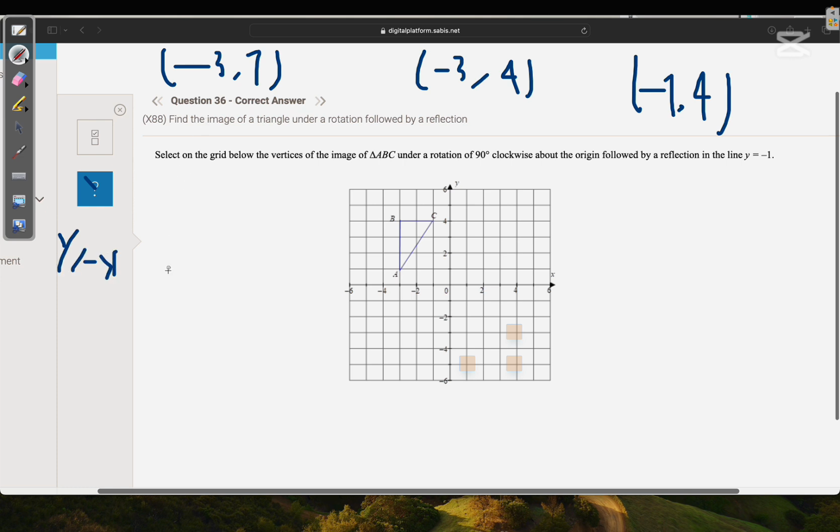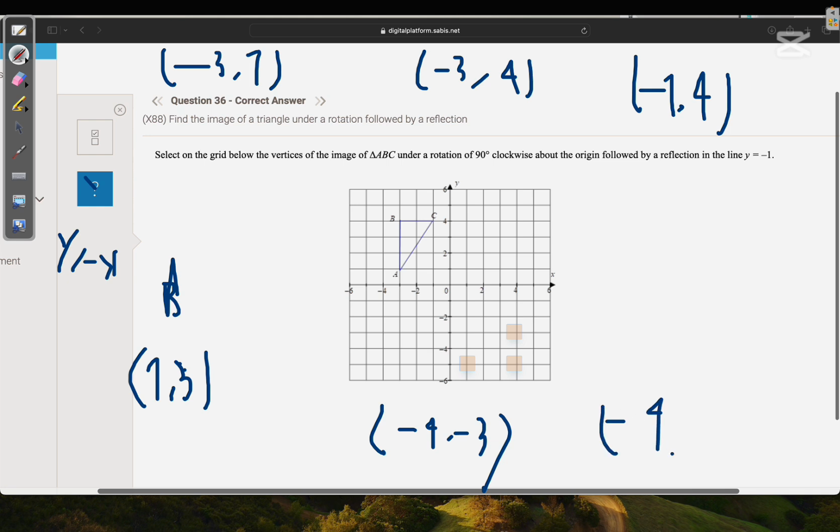So A would be (1, 3). And then B would be (-4, -3). Right, okay. While C will be (-4, -1). Okay, now here, why am I doing this?